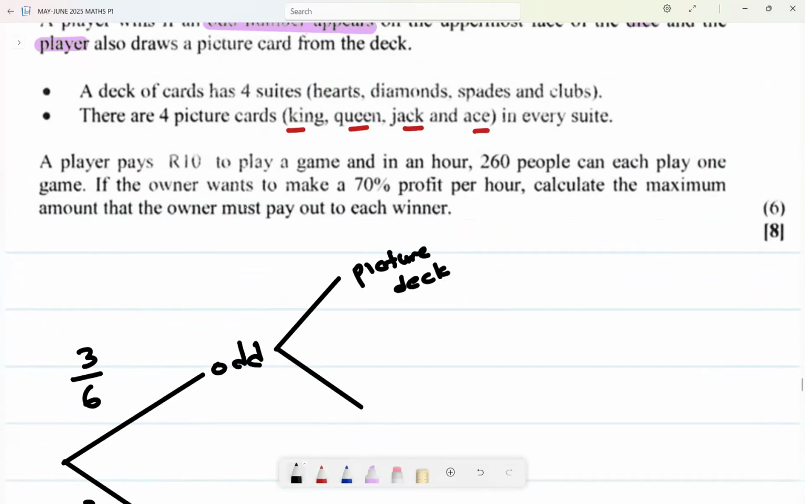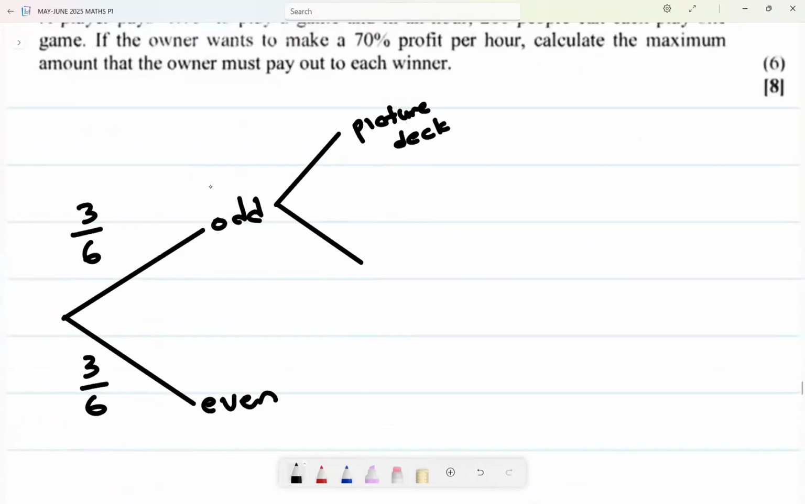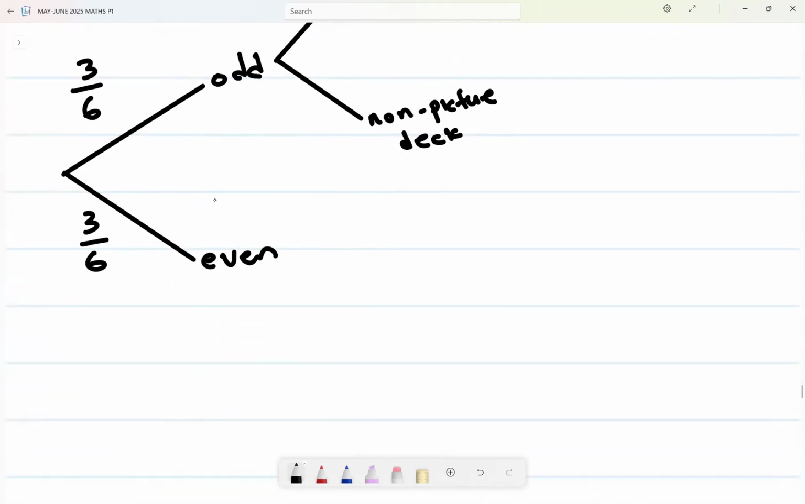Okay, let me say a picture deck, or it's either you choose a picture deck or non-picture deck. I don't know if I put it nicely here. Also, you can do the same here. We don't need that because they are talking about what you need to win, an even.